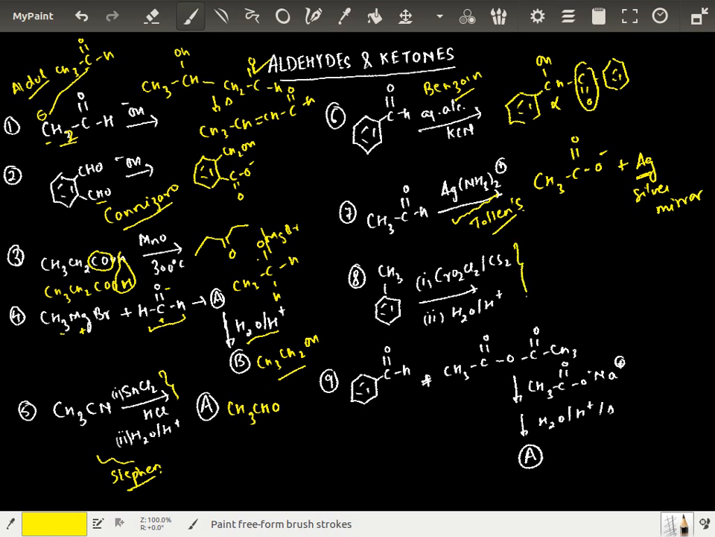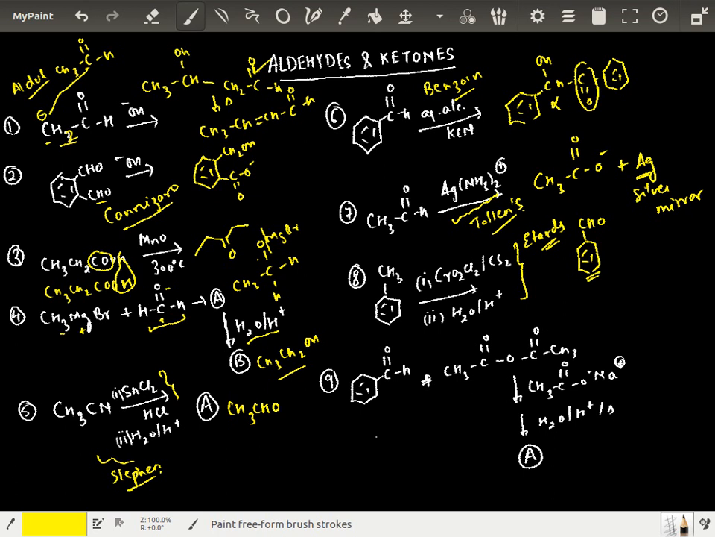Then next is the Etard reaction. The Etard reaction is an important way of preparing aldehyde. So we have, this will be CHO, benzaldehyde preparation.